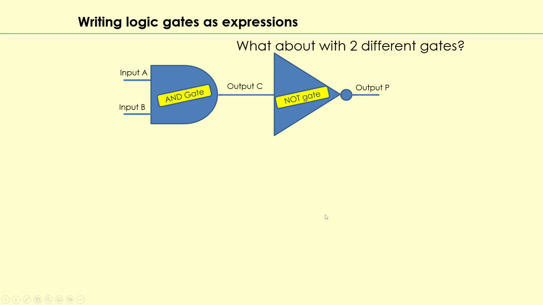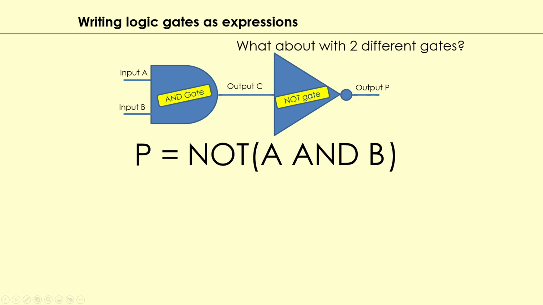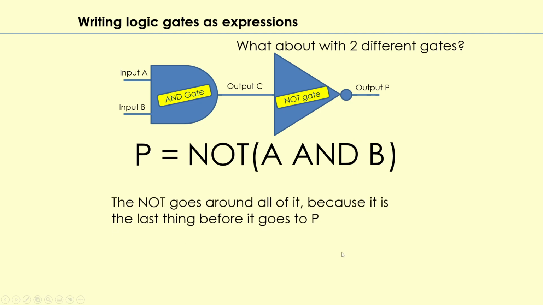What about when we've got two different gates put together? Well, again, we always start at the end here. Output P. P equals. Now we've got A and B down here. However, everything goes through this NOT gate. The NOT gate is the last thing it goes through. So it needs to go around everything to show that everything goes through it. We put brackets around it to show it's gone through.